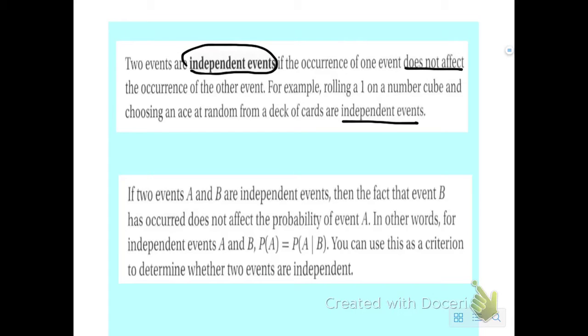And we want to use the second standard first. Go over that since we've been working with conditional probability. So we know if 2 events, A and B, are independent events, then the fact that B has occurred does not affect the probability of event A, because that's what independent events are. In other words, if A and B are independent events, then the probability of A will be equal to the probability of A given B. And we can use that to determine whether 2 events are independent. So let's look at some examples.